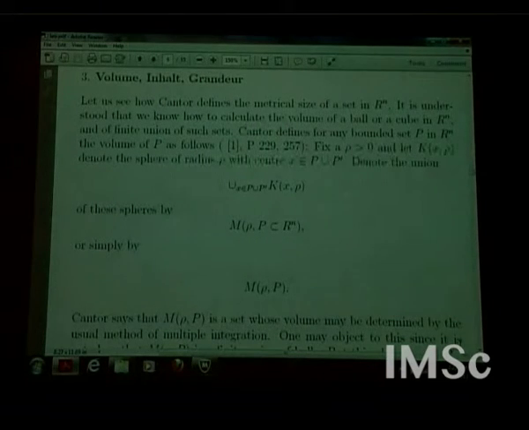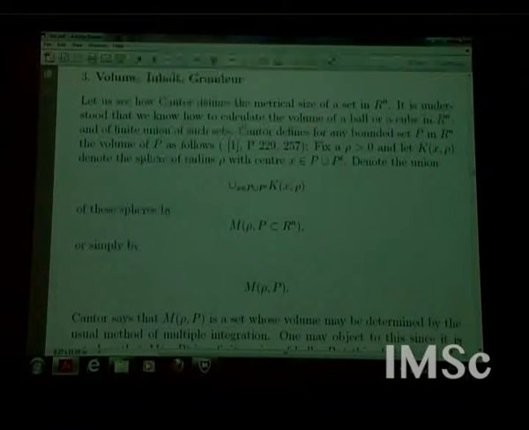We have discussed above only R, but he does it in Rn. It is understood that we know how to calculate the volume of a ball or a cube in Rn and of a finite union of such sets. Cantor defines, for any bounded set P in Rn, the volume of P as follows. Fix rho positive. People criticize this, saying you need the Hanover theorem or something, but there is no room for criticism here. Fix rho positive and let K(x, rho) denote the sphere of radius rho with center x in P union P prime. Let us take only closed sets, otherwise we will have some difficulty. So P union P prime.